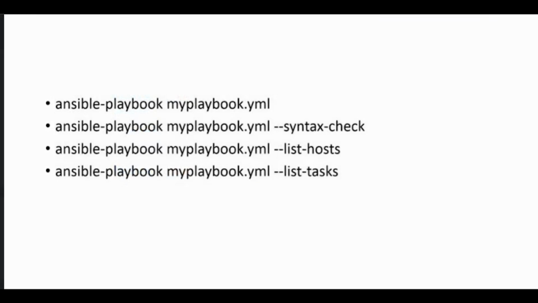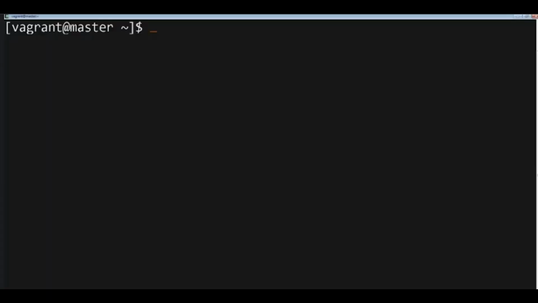If you want to check the playbook for syntax errors, you can add --syntax-check parameter. If you want to view hosts list, you can add --list-hosts parameter. And if you want to list all the tasks, you can add --list-tasks. Now let's take a look at different examples of tasks which you can perform with playbooks.